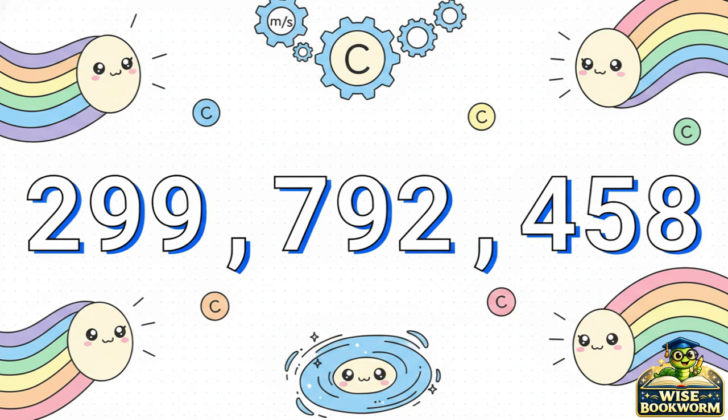299,792,458. This is c. It's the constant speed of all electromagnetic waves, like visible light or radio waves, traveling through a vacuum, measured in meters per second. This right here is the absolute speed limit of the universe, and it requires no medium whatsoever.